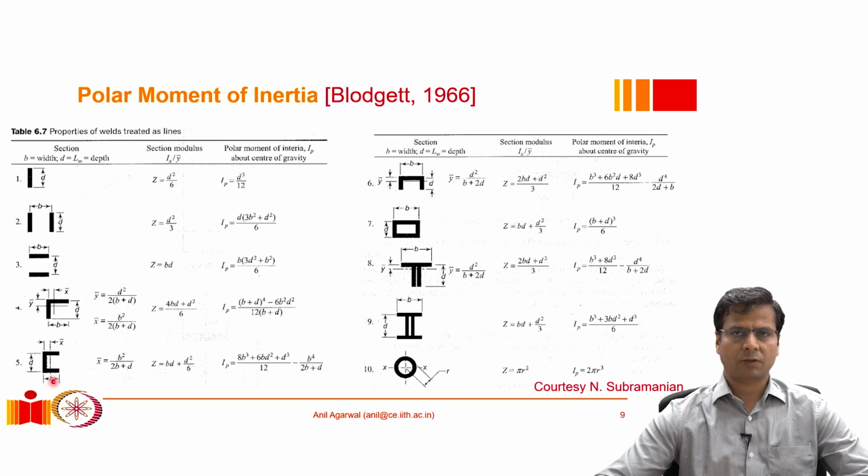So B was the width of the base, the bottom weld, which was 170 millimeter, and D was the depth of the weld. The neutral axis distance x bar for the vertical neutral axis is given as B square divided by 2B plus D, and the polar moment of inertia IP for this entire weld is given by this expression, which is basically again a function of B and D values, which we understand what it is, right? So we will use this expression.